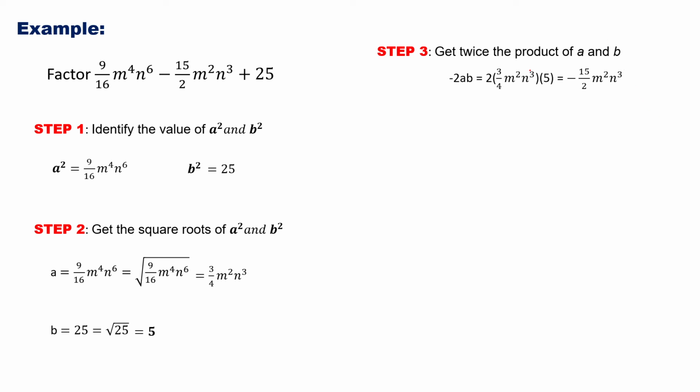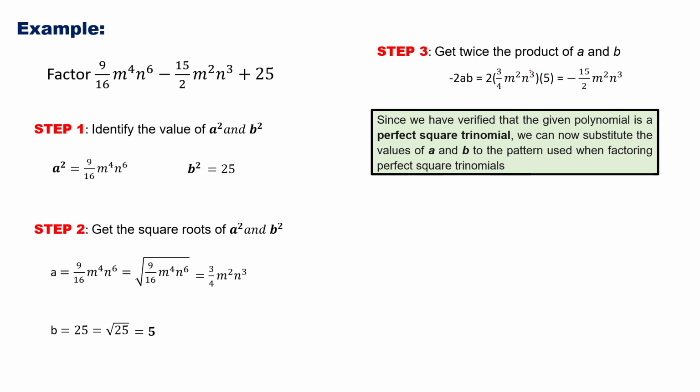2 times 3/4 is 3 halves. 3 halves times 5 is 15 halves. So, tama. Negative 15 halves m squared and cube. So, therefore, since nag-match yung ating answer doon sa middle term ng ating given na trinomial, magagamit natin yung pattern when factoring perfect square trinomials.